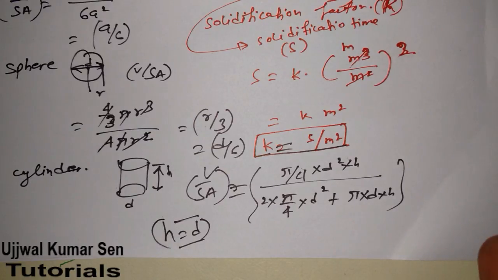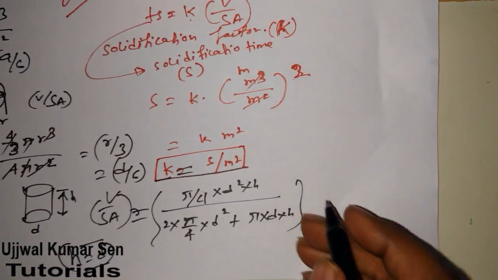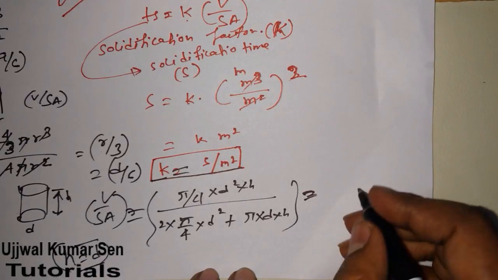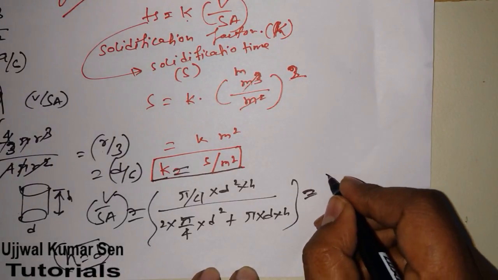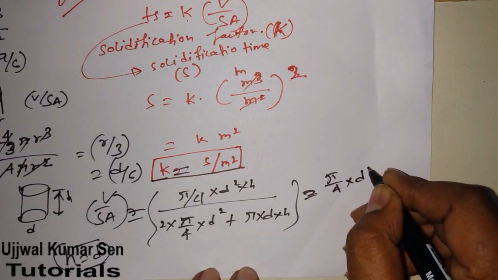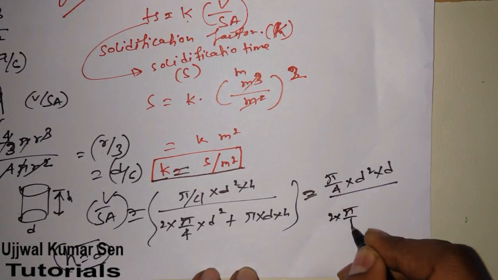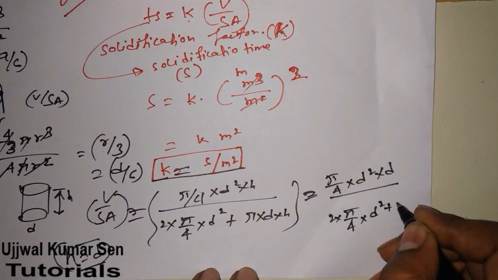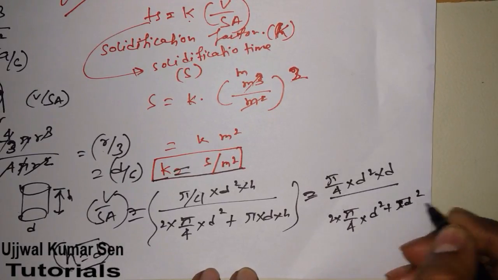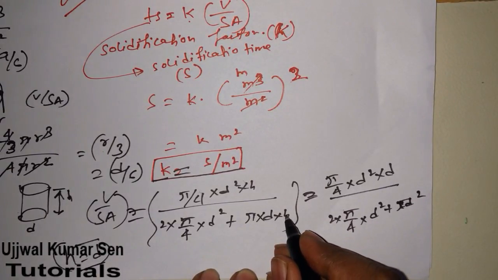If height is equal to diameter, then what would be the value of volume by surface area ratio? That is interesting, right? So let's just put the value and get the answer. So pi by 4 d square into d divided by 2 into pi by 4 into d square, plus pi d square, because h is equal to d.